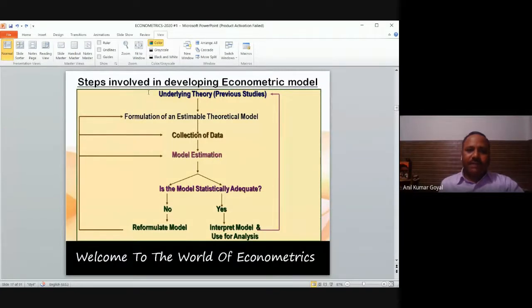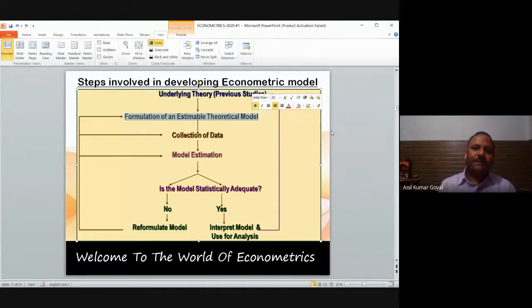What are the steps involved in developing an econometric model? First, we go to the underlying theory. Previous studies, meaning a review of literature, we will do. Then formulation of an estimatable theoretical model. We will frame a certain estimatable model, any model on which we will work, based on the literature review.